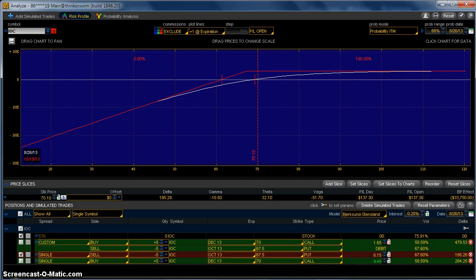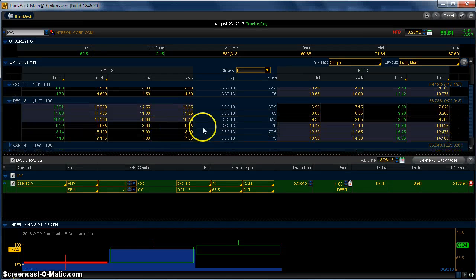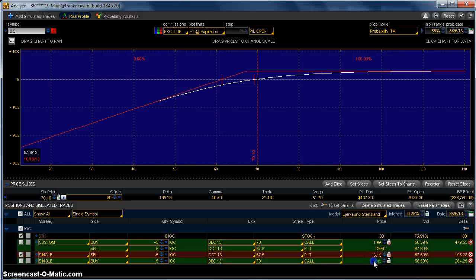And let's look at the call side. The 70. Buy it at 925. So this is more realistic. Again, these are a little off, but anyway, $3,000 is what you collected up front, and that's what you would keep as long as the stock stays above 67.5.